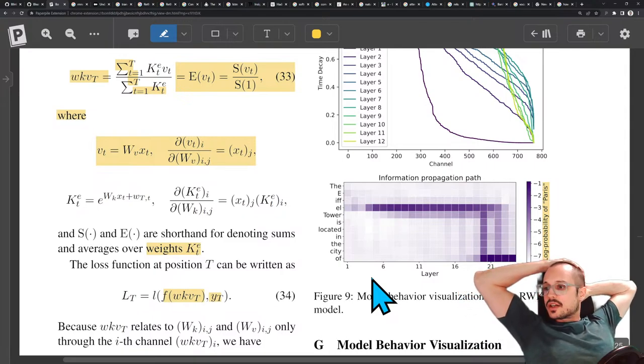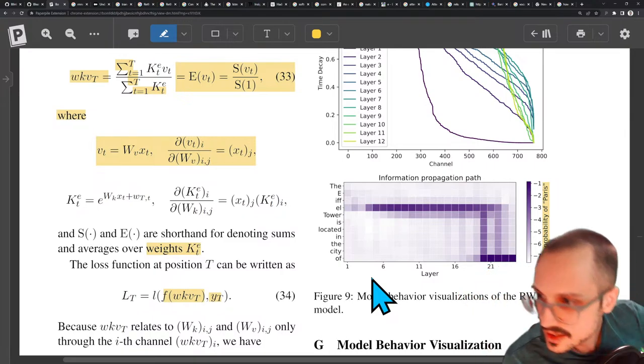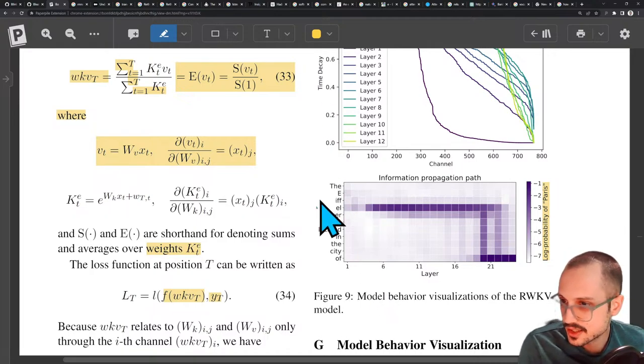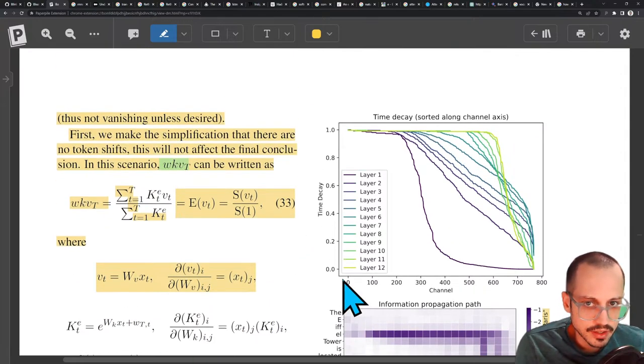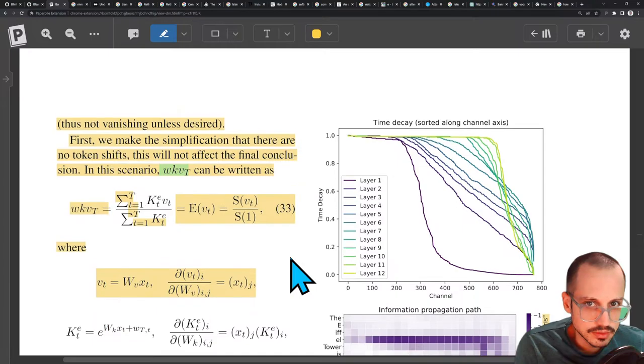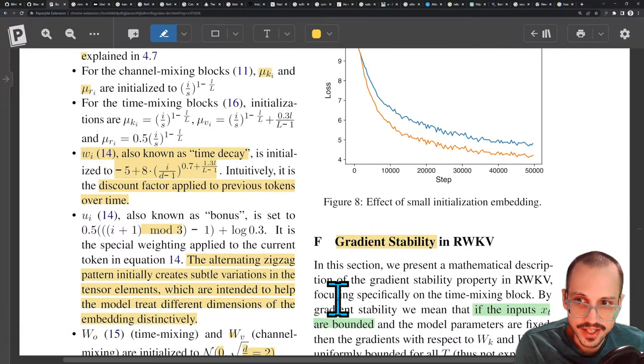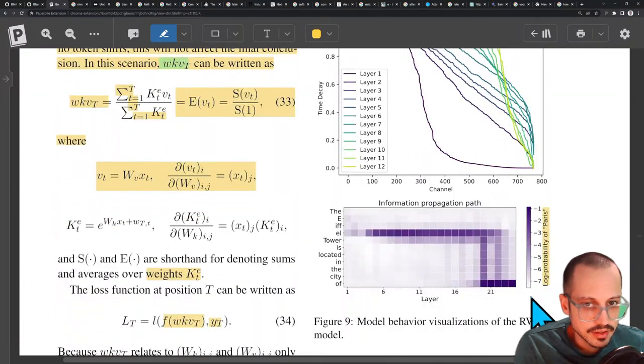Decay so monotonically with respect to the channel index. The channel index does not have any intrinsic meaning. Where does this monotonicity come from? So they do the channel mixing though, right? I don't know how the channel mixing affects this, right?